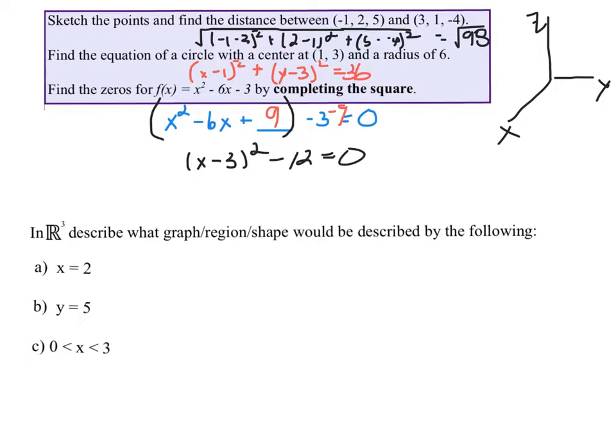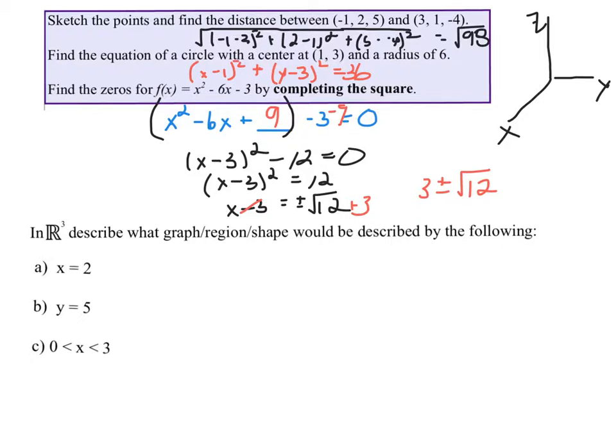So if I wanted to solve this for x, to figure out when it's 0, I could add 12 to both sides. I could take the square root. Of course, when we solve, we do a plus or minus square root of 12. And then I would add 3. We like to have the answer with the root second. That's the accepted way. So we would write that the zeros are 3 plus or minus the square root of 12.